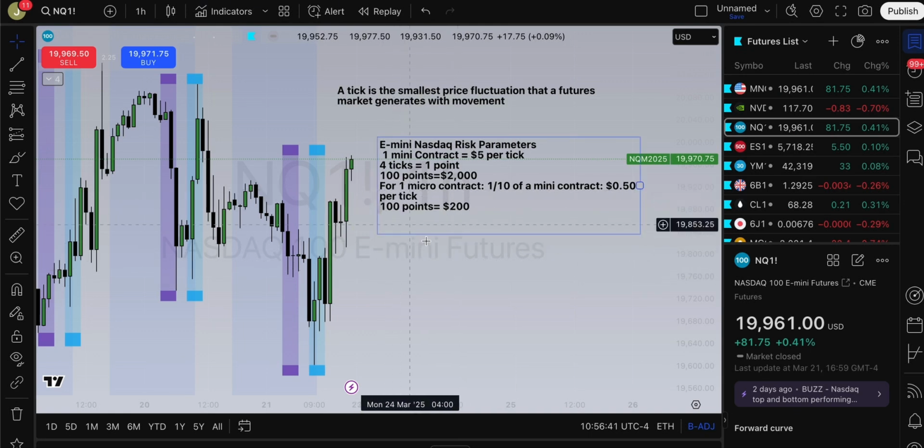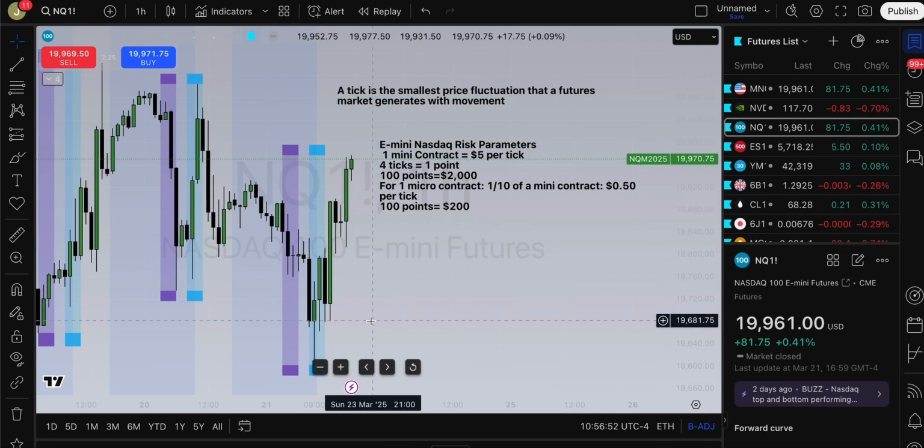So that's where micros come into play, where one micro contract is 1/10 of a mini contract. So it will be 50 cents per tick, which is much more manageable when starting out with a smaller account. In that case, it would have been $700. If you just divide 7,000 by 10, it would have been a $700 move. And obviously, if you're on the wrong side, that's what a stop loss is for, to protect your losses.